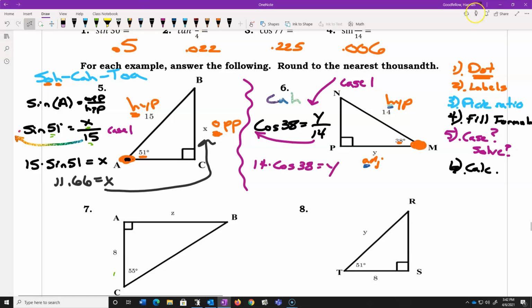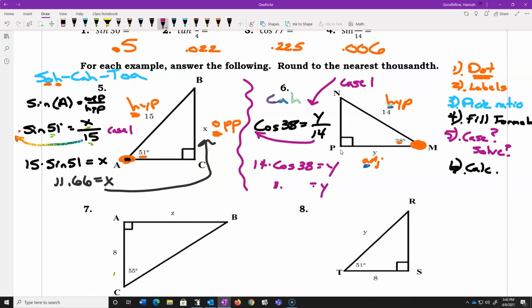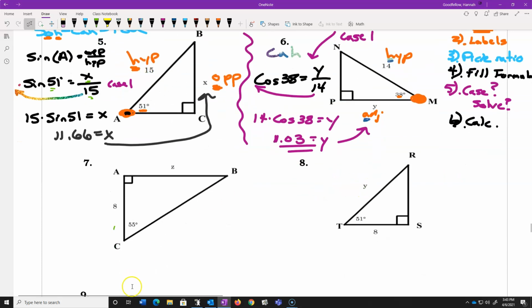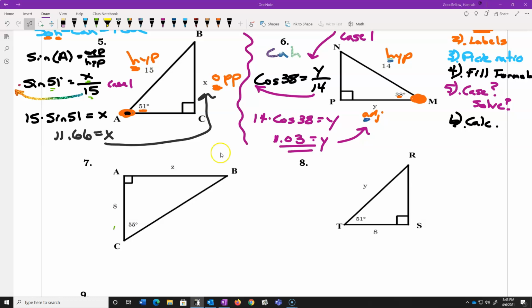So recognize your cases and make sure that things are plugged in the right way. Now I'm checking my mode again. Yep, still in degrees. That's awesome. And I'd be like 14 cosine of 38 degrees. And in that case, I get 11.03. So y equals 11.03, and that answer is what you get for y. Okay? Now, these steps right here are key to making sure that you do this correctly. All right? So be adamant about it. Make sure that you're doing things the correct way, and it shouldn't make any problems for you.